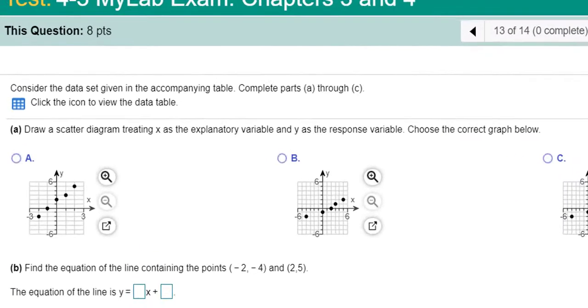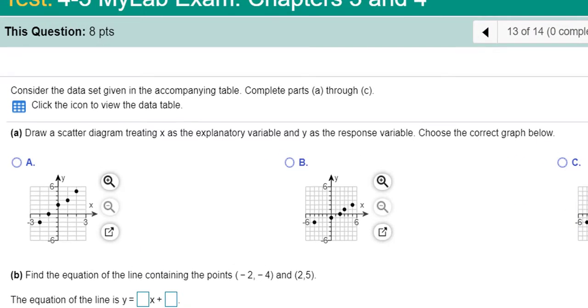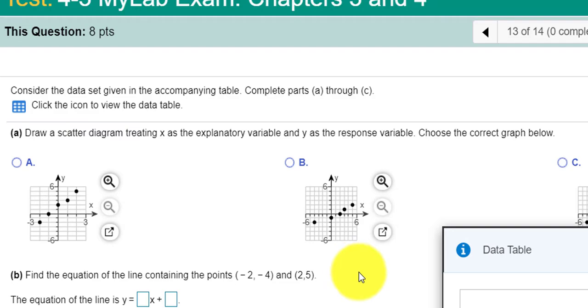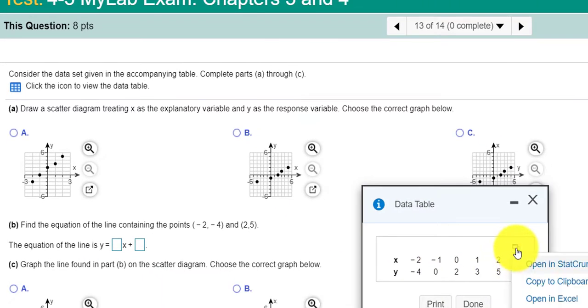Hello, class. This video is to help with problem 13 from your exam. It looks like we are given a data table that we can open up in StatCrunch.